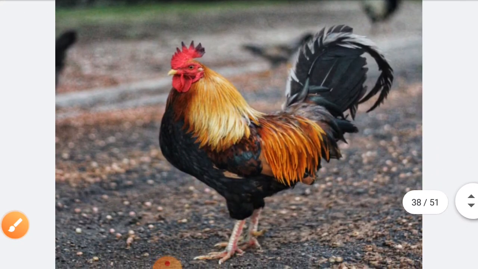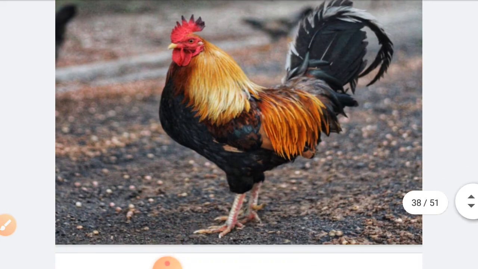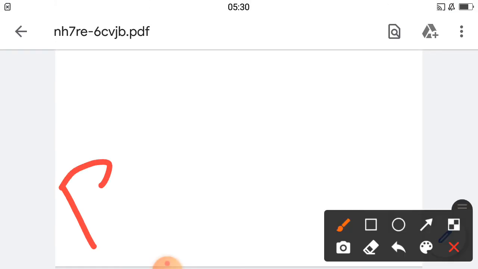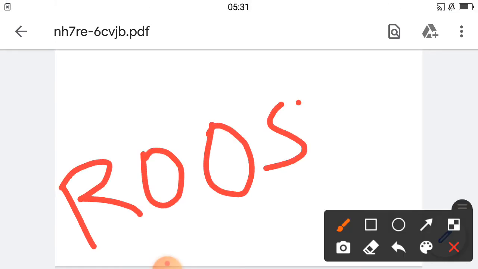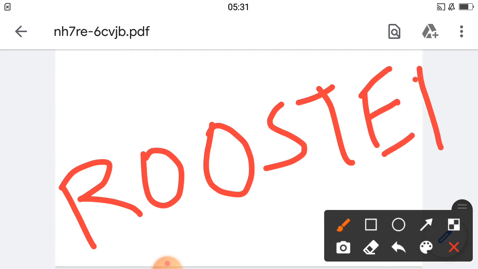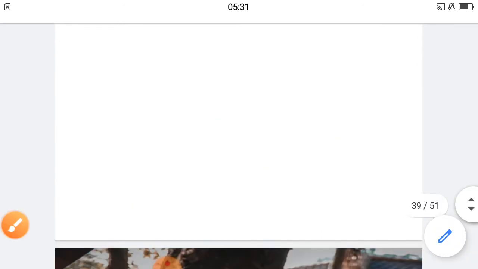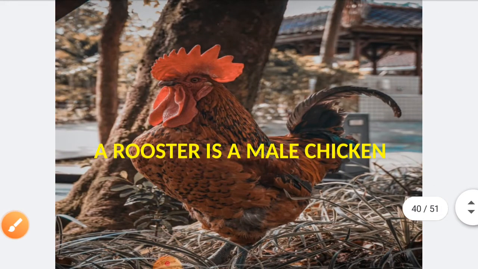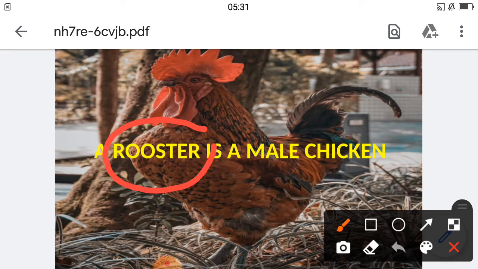Let us repeat. This is not a hen. What is this? Yes, dear children. This is a rooster. Please repeat, R-O-O-S-T-E-R, rooster. So, do keep in mind that a rooster is a male chicken. So, this is a rooster.